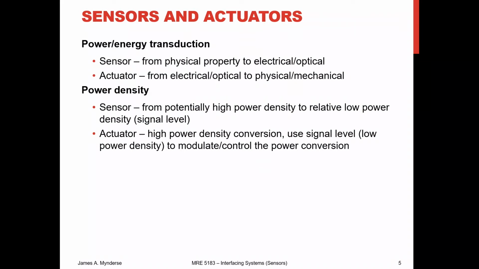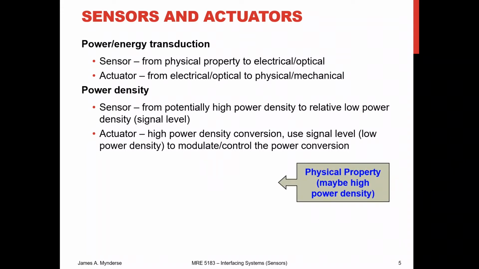In general, when we've got sensors and actuators, we're thinking about changing physical properties. So we're going from some physical properties to some electrical or optical property, because electrical and optical properties are easy to deal with for a microcontroller. And then the actuator is going to go the other way from the electrical or optical to some sort of physical property. And then we're typically moving with a sensor from something that could be high power density down to something that is definitely low power. And with the actuator, we're going to use a signal level or low power signal in order to control the power in our potentially high power actuation.